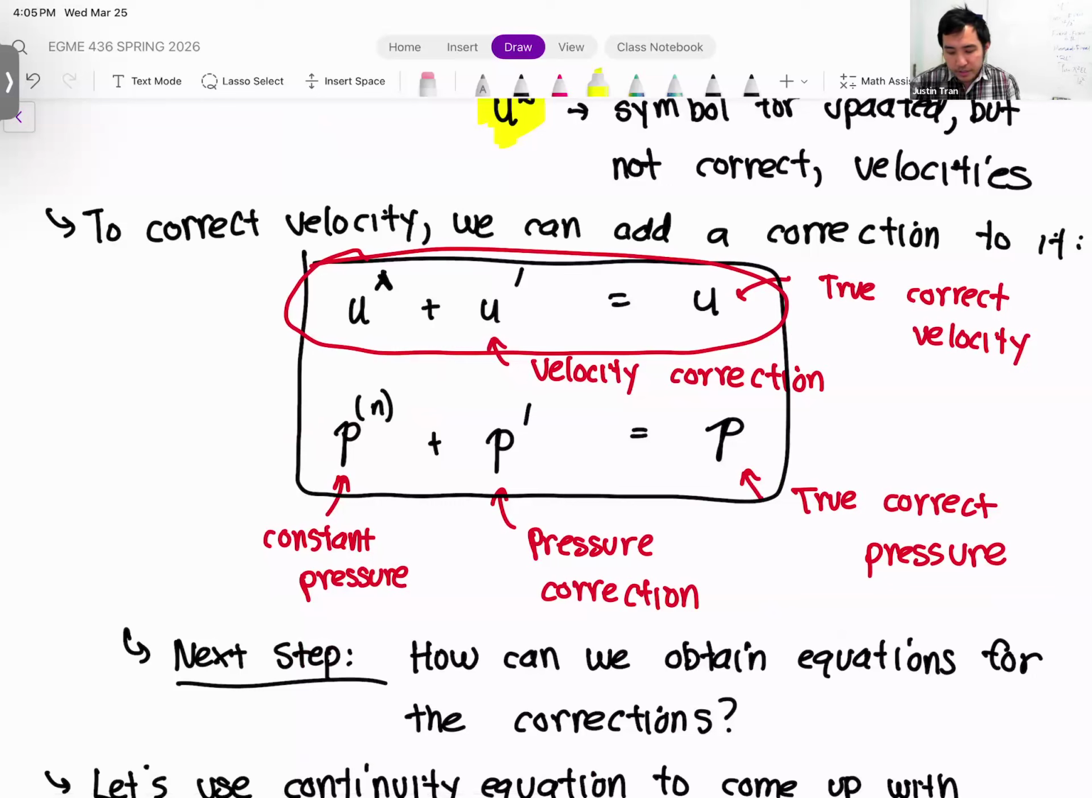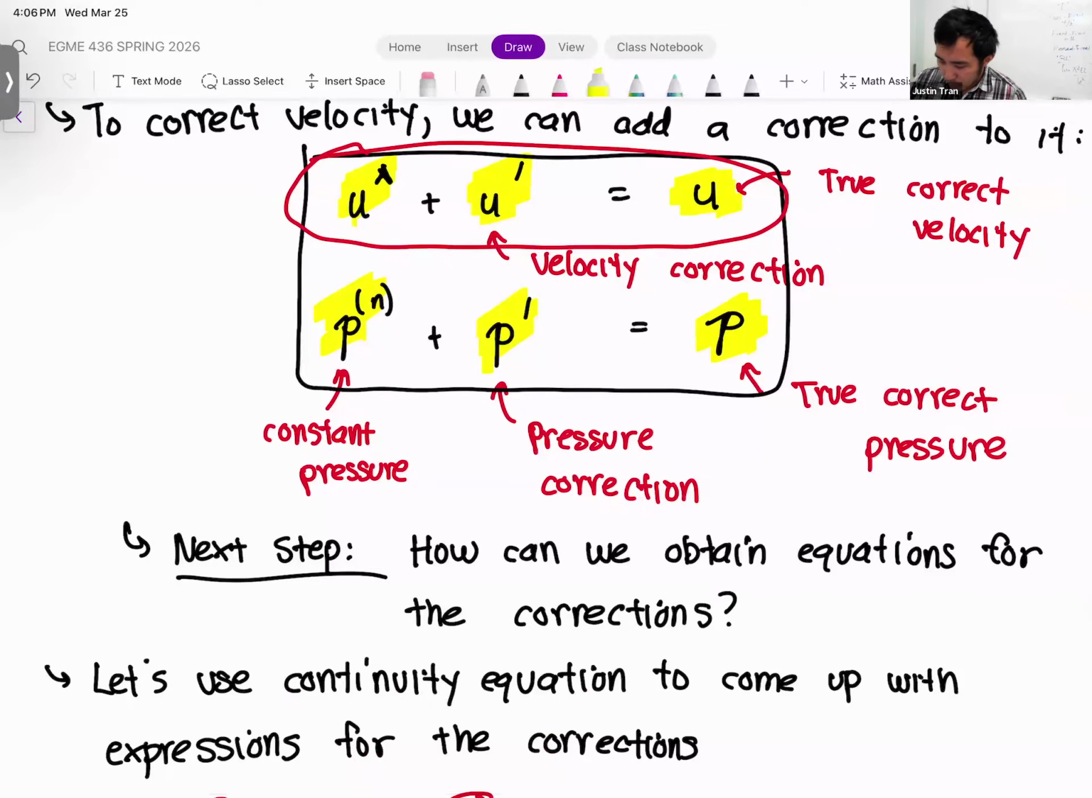Now our strategy is that, having this updated velocity, we want to apply a correction to it to get it to be mass conserving. So if we take our updated velocity and add to it some kind of velocity correction, that gives us our true velocity, which is not only correct but also mass conserving. We're going to do the exact same thing with the pressure, so we apply a pressure correction. That's just about where we left off.